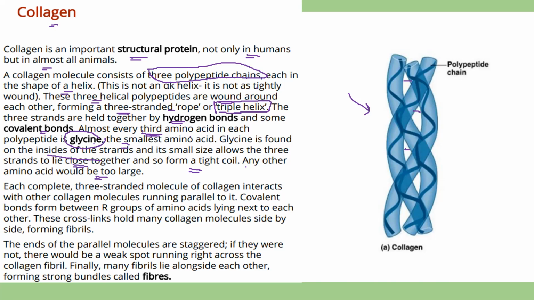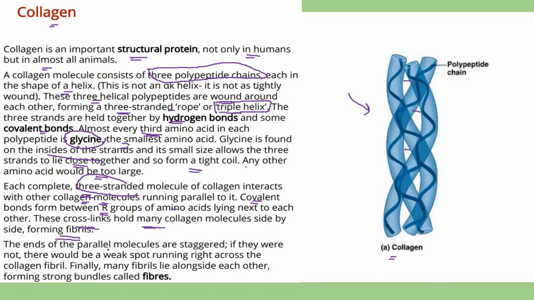Now, each complete 3-stranded molecule of collagen interacts with other collagen molecules also. Okay, so these strands will be there, but we will have many of these. ठीक है, so यहाँ पे तो उन्होंने सिर्फ एक आपको सिर्फ एक स्ट्रक्चर उसका दिखाया है. So each complete एक strand बेटा is a triple helix. It will interact with other collagen molecules also, and these molecules beta run parallel to it. And then because of that, beta covalent bonds are actually formed. Okay, so covalent bonds are formed between the R groups of amino acids lying next to each other. They cross-link, and this holds many collagen molecules side by side, forming fibrils. So अभी हम आगे diagram देखेंगे. So you'll see beta how it looks like.